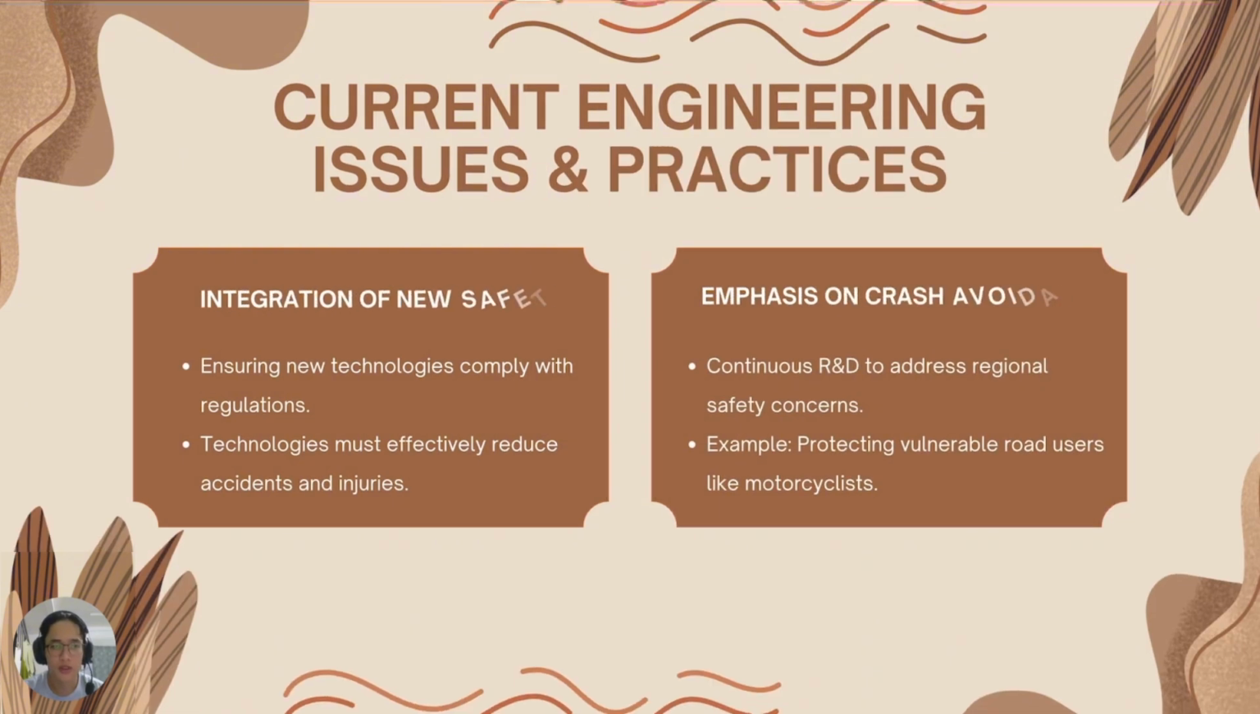The next part is current engineering issues and practice. One of the practices that should be complied with for car safety is the integration of new safety technologies, which means ensuring new technologies comply with regulation, and the technology must effectively reduce accidents and injuries. Another practice is emphasis on crash avoidance systems, which involves continuous research and development to address regional safety concerns, for example, protecting vulnerable road users like motorcyclists.